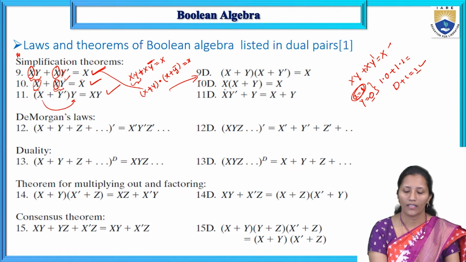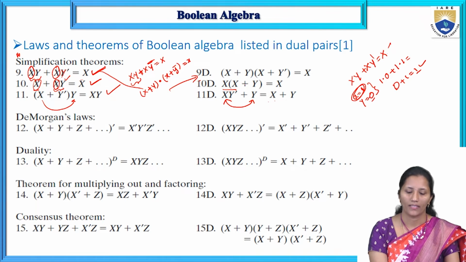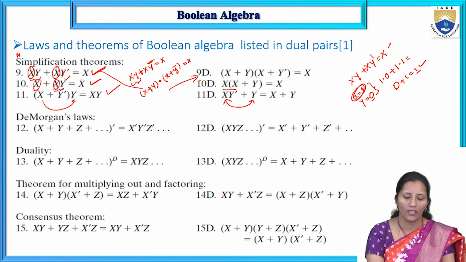Here x into x plus y is equal to x. x y bar plus y into is equal to x plus y. So x plus y. Okay. Here x into x plus y is equal to x, and x plus xy is also equal to x. So these are the simplification theorems.